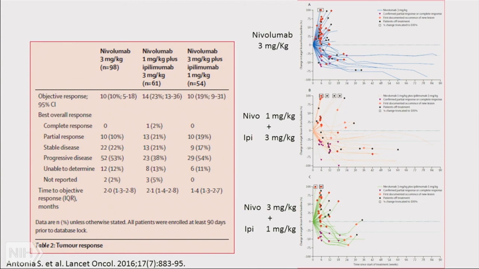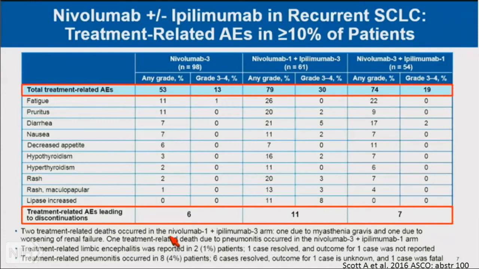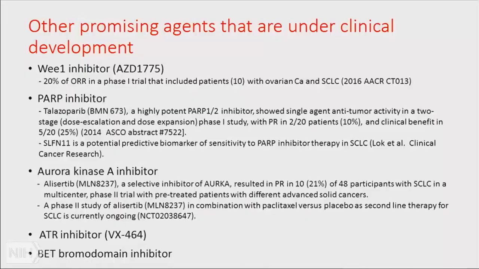On the right-hand side are the spider plots, which show how each patient responded to the therapy. The only thing I want to bring to your attention is that there are long tails, which show that the tumors can be kept in check by the therapy for a very long period of time. But the therapy itself is not benign. Some patients may also have very severe autoimmune disease after treatment.